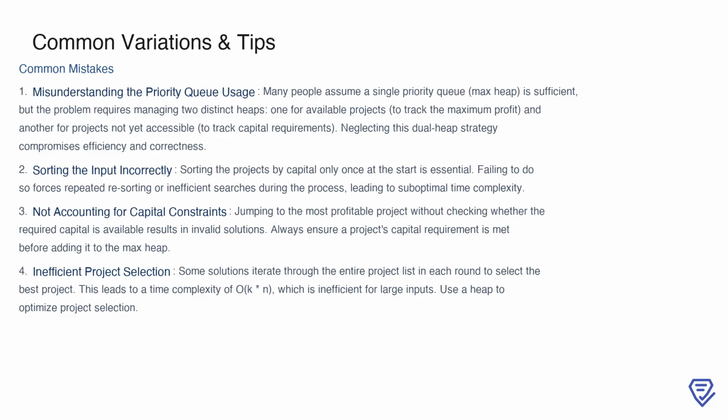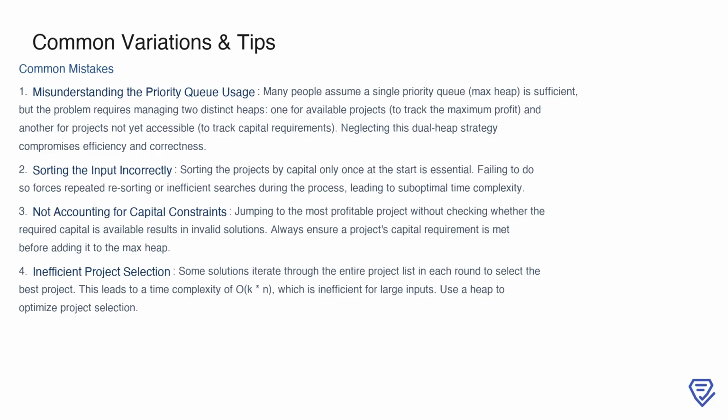Another frequent error is not sorting the input properly at the start. Sorting the projects by their capital requirements initially is crucial because it allows us to efficiently determine which projects become available as the capital grows. Without this pre-processing step, you might find yourself repeatedly resorting or performing unnecessary searches, which significantly increases the time complexity. Additionally, some solutions fail to account for the capital constraints altogether, selecting the most profitable project without verifying if the starting capital is sufficient. This results in invalid solutions.